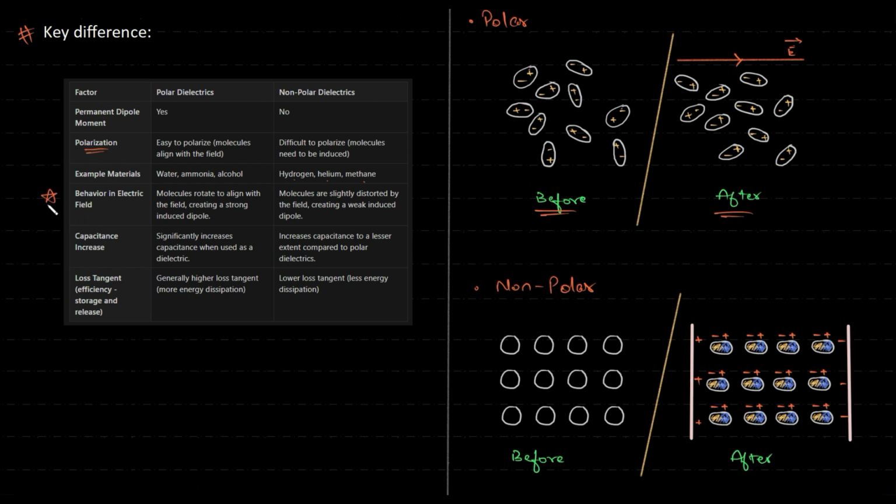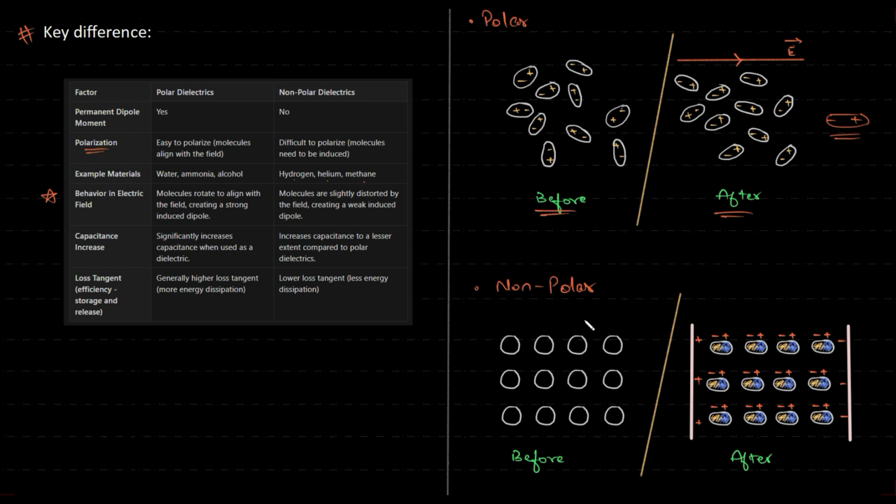This is pretty important: behavior in an electrical field. In polar, when we expose it to an electrical field, please have a look at the diagram. What happens? It will start aligning in the direction of the electrical field. It might not directly align in this manner, left and right. It might not align to that degree, but it will start aligning. As we increase the electrical field, it will get closer and closer to the ideal scenario.